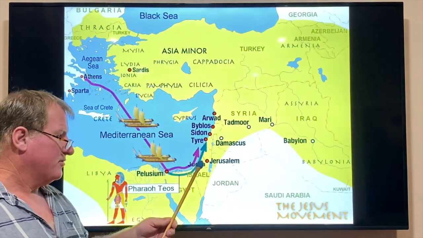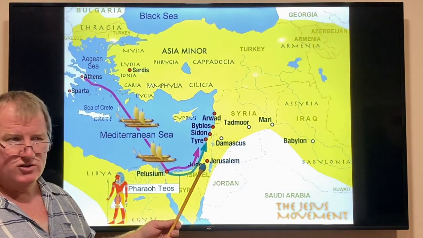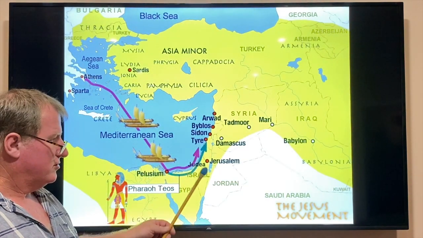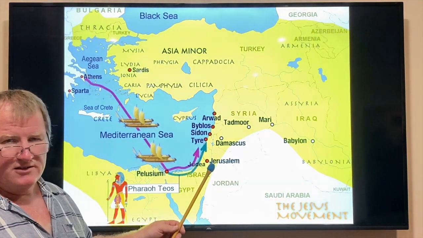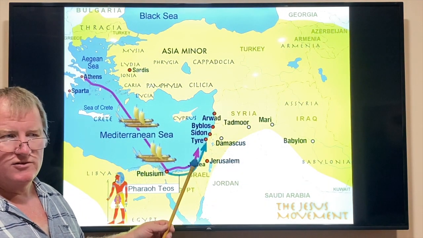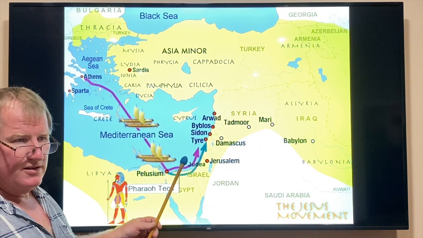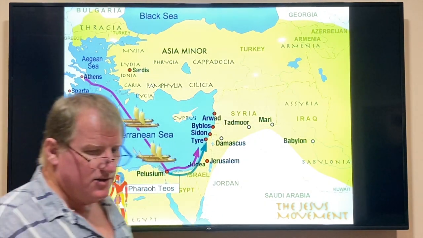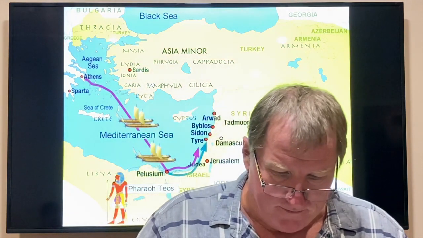So here's the people in Judea. For the first time, people are starting to move up and down this corridor beside them, and it's going to become inevitable that they're going to get drawn into some of these conflicts. So this is the next stage that actually happens.